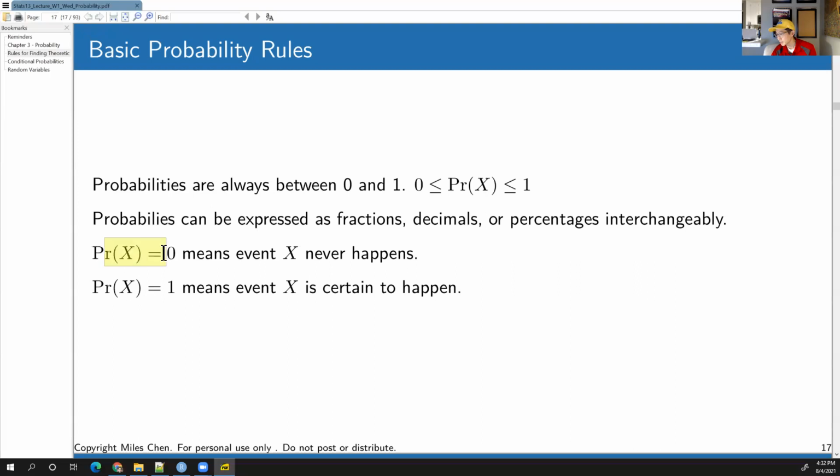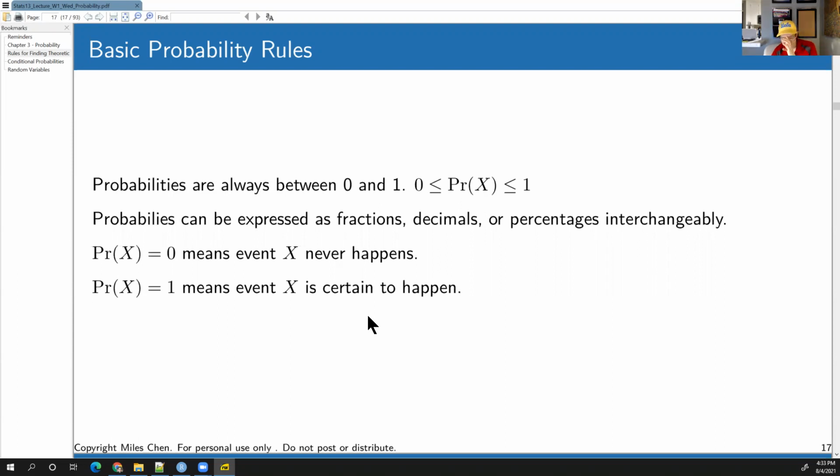All right. If the probability of an event is 0, it means that event is never going to happen, right? That event is impossible, okay? And if the probability of an event is 1, it means that thing is definitely going to happen. It is certain to happen, is what we say, okay?